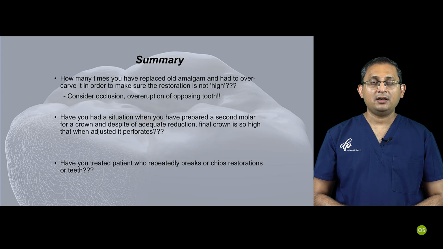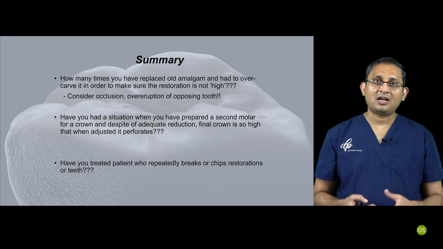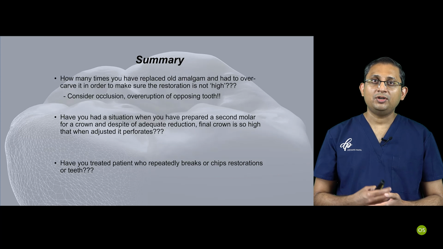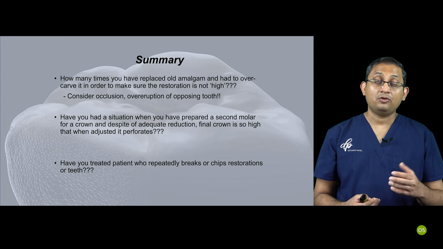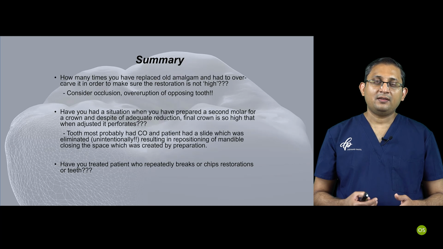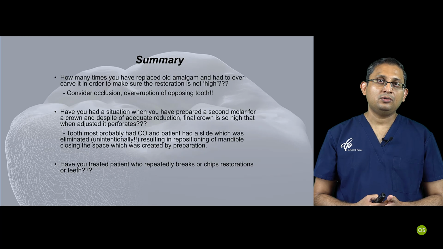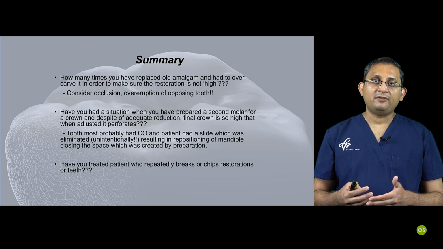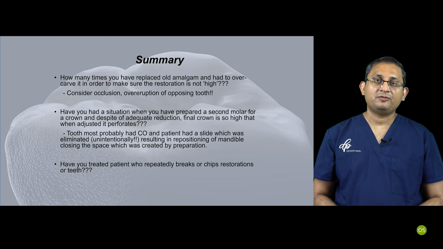Now, the second question we asked is how many times you've prepared the last standing tooth for a crown or a restoration. You know that when you prepare for a crown, you've done enough reduction, but when the final crown comes in, you end up having to reduce the crown so much that it becomes very thin or sometimes perforates. So I would advise you to consider that that tooth may have a CO contact, and I hope by doing all these exercises you are familiar with how to check the first point of contact.